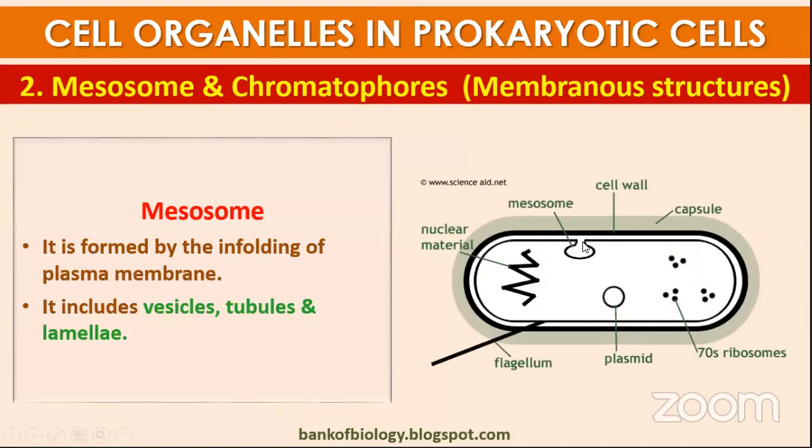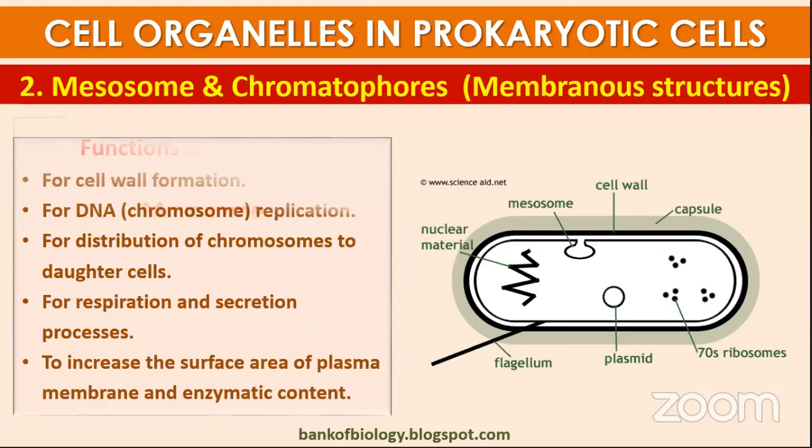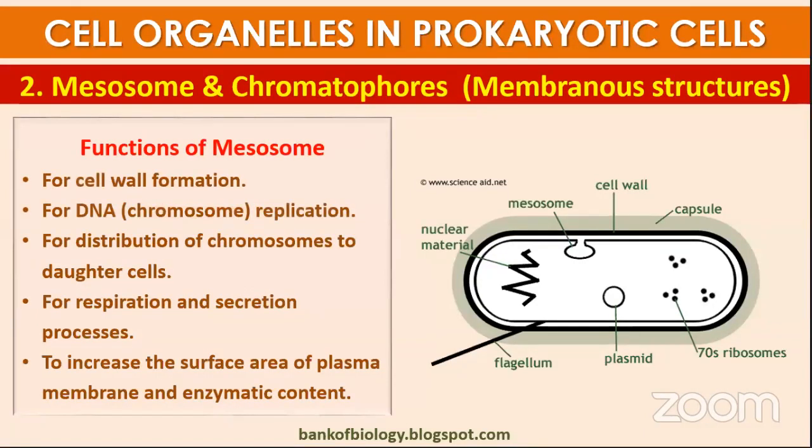Then the next one, the infoldings of the plasma membrane in prokaryotic cells, is called a mesosome. The mesosome can be in the form of vesicles, tubules, or lamellae. Mesosome houses a lot of enzymes which are very similar to those of eukaryotes, because they don't have any membrane-bound organelles.